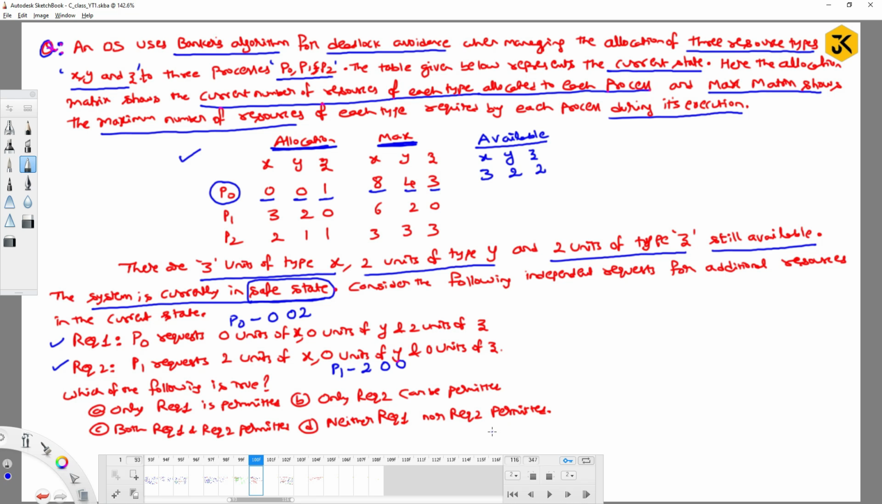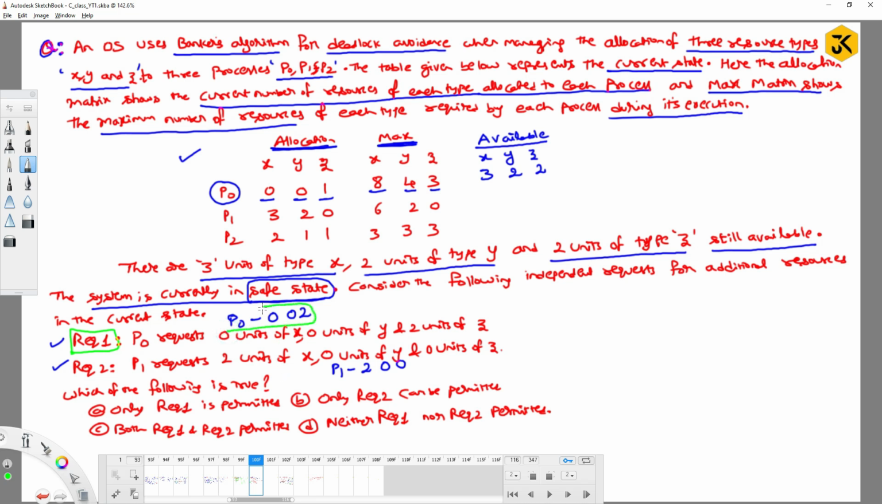Means whether deadlock is happening or not with respect to these P0 and P1 requests, that is what they are asking. So guys, once you know the Banker's algorithm, this is easy for us. Initially we will check whether request one avoids the deadlock or not. Request one, what is happening?